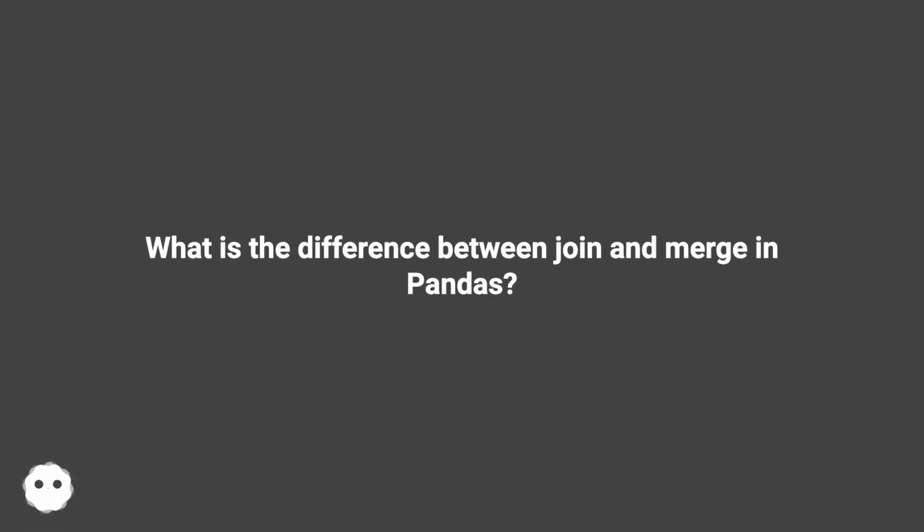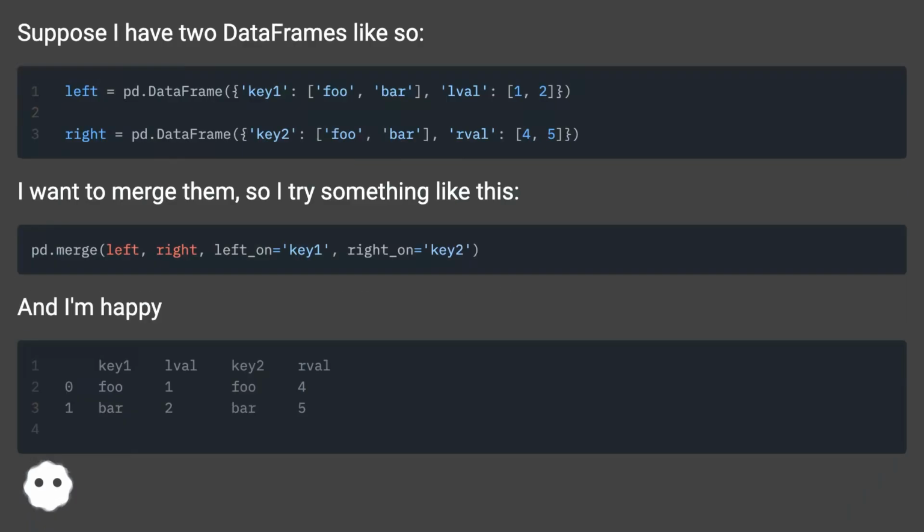What is the difference between join and merge in Pandas? Suppose I have two data frames like so. I want to merge them, so I try something like this. And I'm happy.